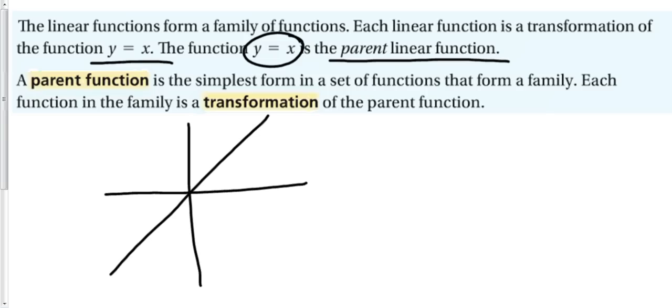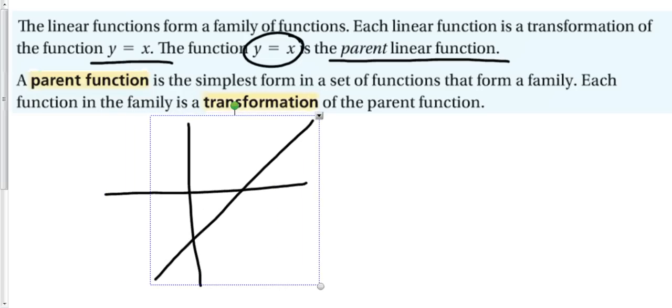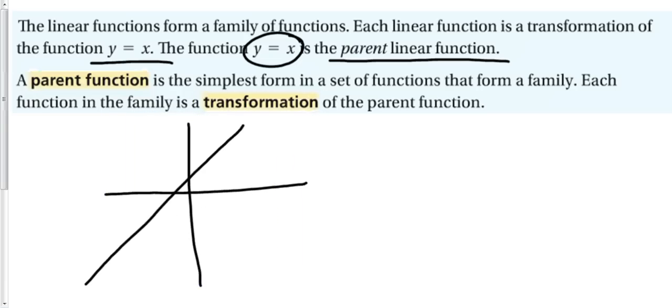Okay? If I wanted to draw another line, I could move this line left. I could move it right. I could move it up. I could move it down. I could change the slope by spinning it around, and I could do a few things. I could change the slope and move it. I could do anything. Okay? I can make any line out of my parent function, out of my parent linear function, because it's the simplest form of that particular family. We'll get to different families of functions as we move further into the course, but we'll start with the parent linear function.